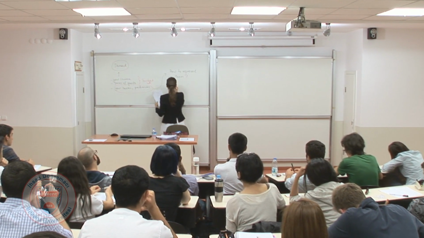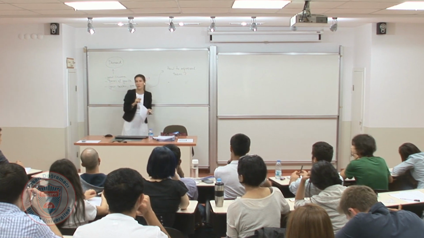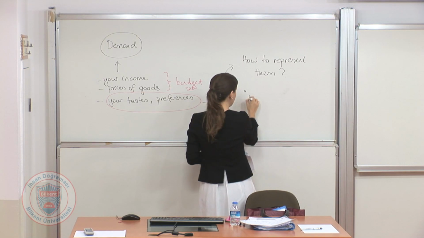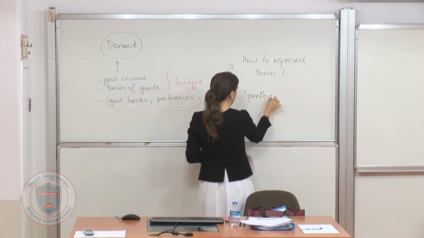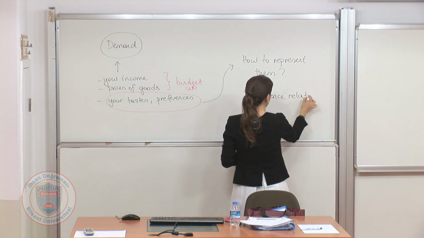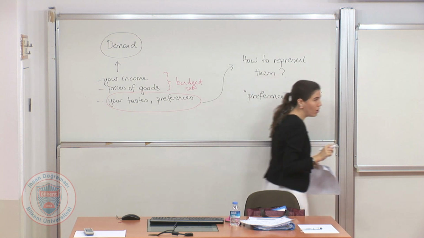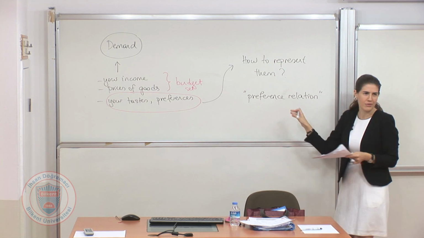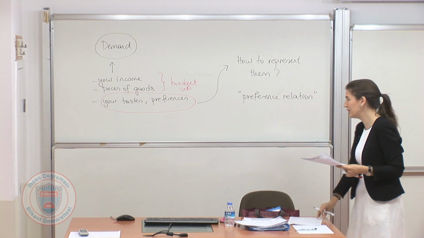In order to represent them, we can specify what we call a preference relation. A preference relation. So what is this? I'll give you the definition, and don't worry, we'll go over the definition and try to figure out what they all mean. So what is a preference relation?